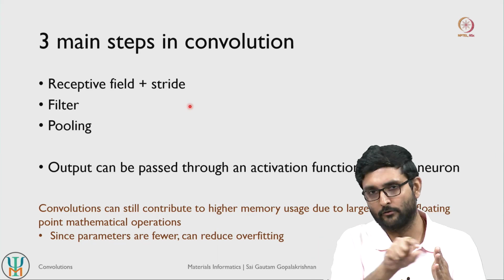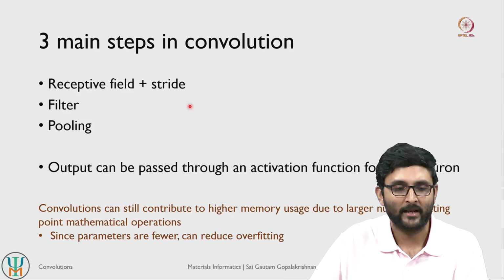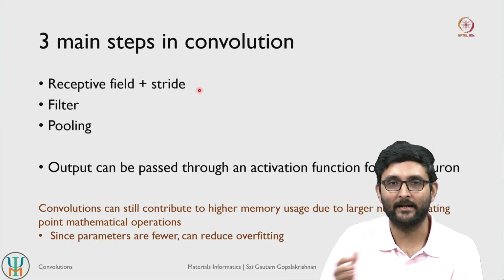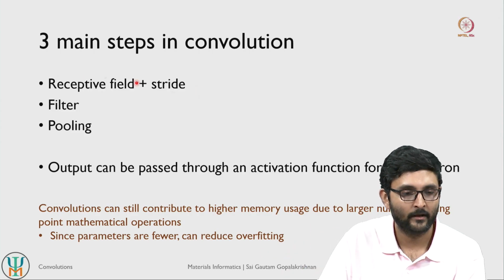How do you actually interact with the neurons? Do you take all the information at once, or do you go step by step? That is referred to as stride. So how are you actually scanning the data that is available in your receptive field?